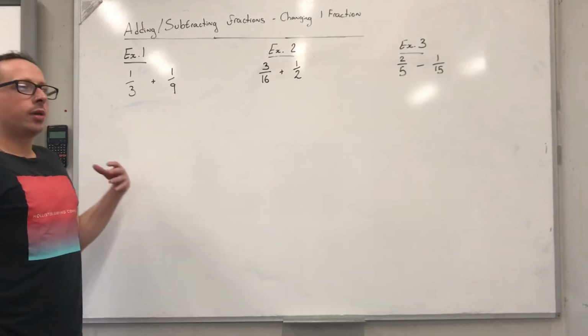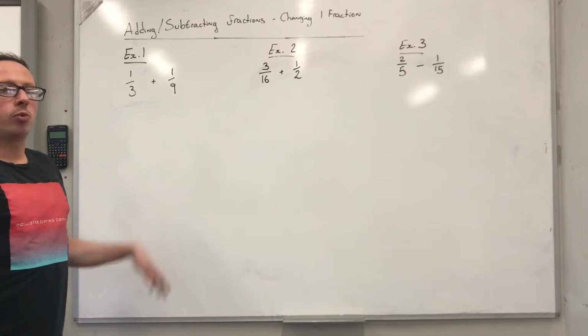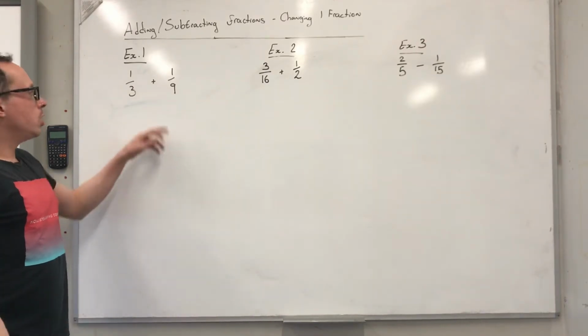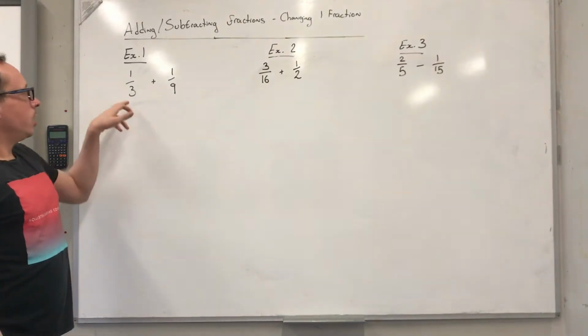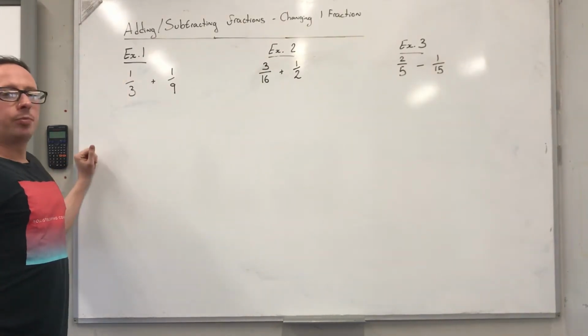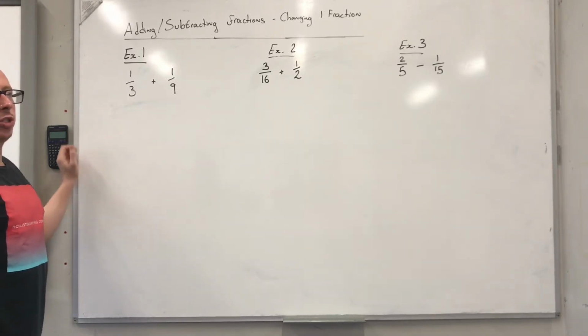All we need to do is change the fractions to have the same denominator. And we can do that by looking at the times table of one of the fractions and multiplying both the numerator and denominator so that they have the same denominator on both fractions. So we look here, we've got 1/3 plus 1/9. Okay, so what we need to first work out is which fraction we're changing.